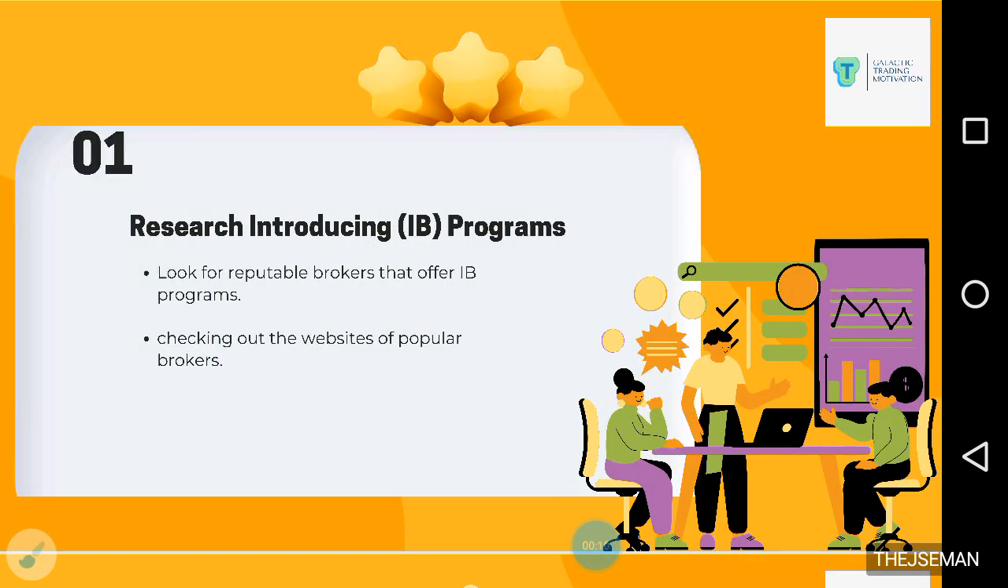Step 1. Research introducing broker IB programs. Look for reputable brokers that offer IB programs. This will typically involve finding a trading broker that offers an affiliate or partner program with competitive commissions, payment options, and a good reputation. You can find such programs by checking out the websites of popular brokers in your niche.